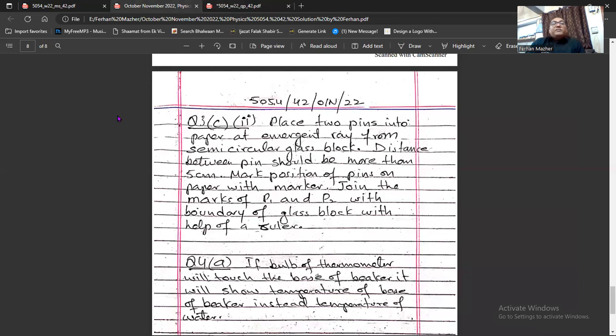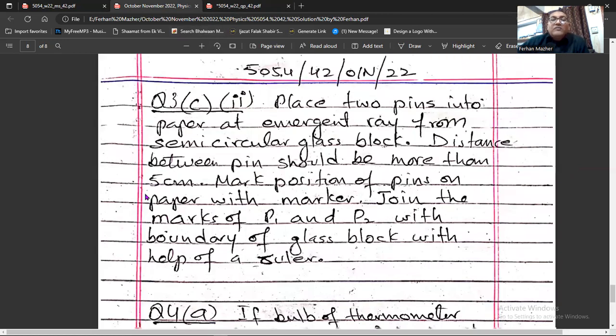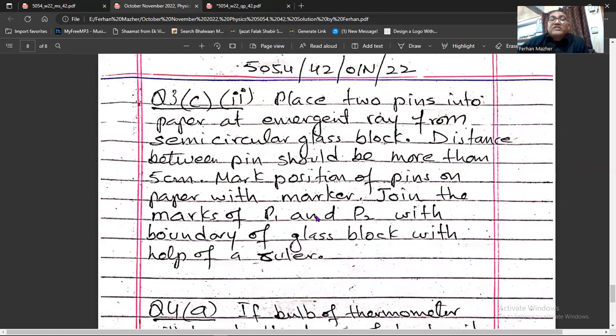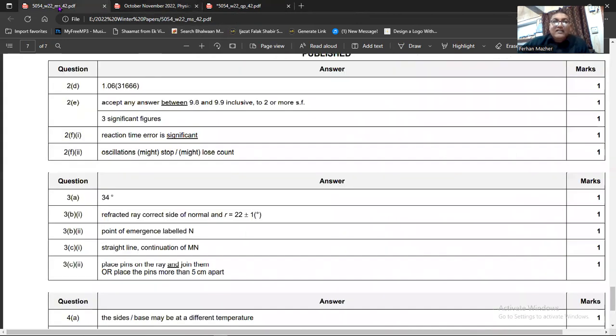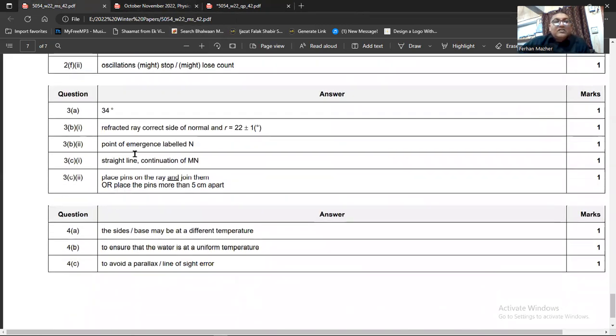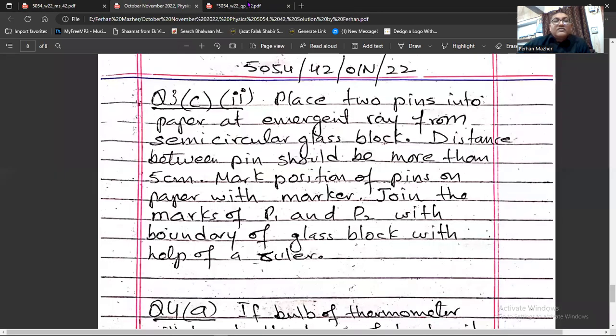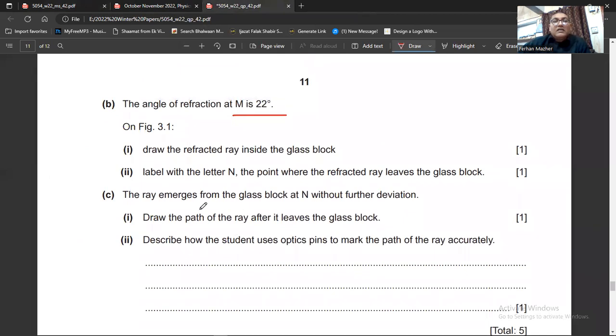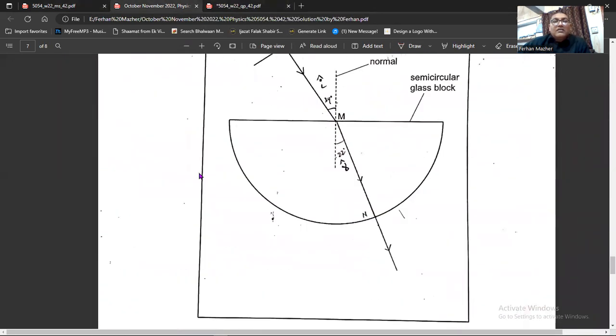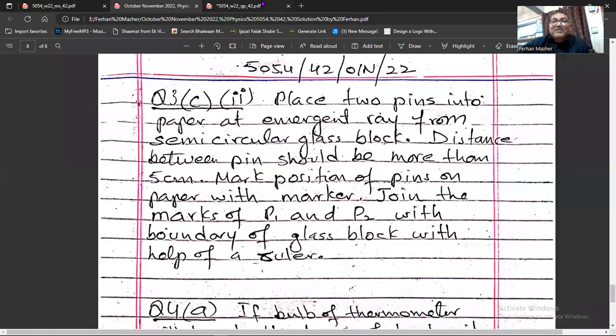He says place 2 pins into the paper at the emergent ray, the emergent ray from the semicircular glass block. The distance between pins should be more than 5 centimeters. Mark the position of the pins on the paper with a marker. Join the marks of pin 1 and pin 2 with the boundary of the glass block with the help of a ruler, or you can say scale. So let's check. Place pins on the ray and join them, placing the pins more than 5 centimeters apart. I hope you understand why he used the word N. So we are good. I hope you understand what I mean.